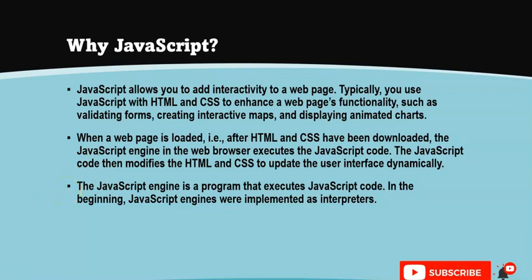When a web page is loaded, that is, after the HTML and CSS styles have been downloaded, the JavaScript engine in the web browser executes the JavaScript code. Remember this line, guys: after the HTML and CSS is loaded, the JavaScript is executed. The JavaScript code then modifies the HTML and CSS to update the user interface dynamically. The JavaScript engine is a program that executes JavaScript code and resides inside the browser. In the beginning, JavaScript engines were implemented as interpreters.